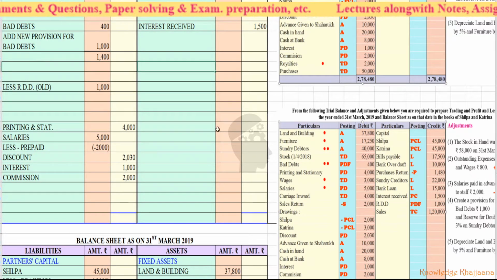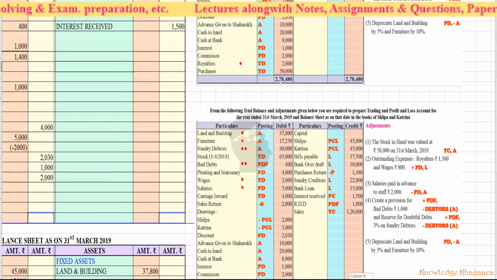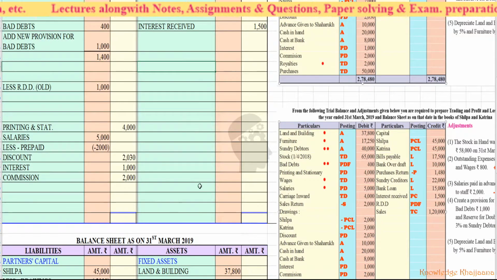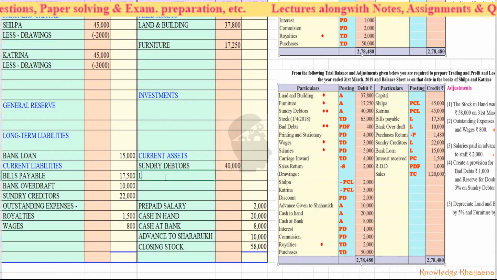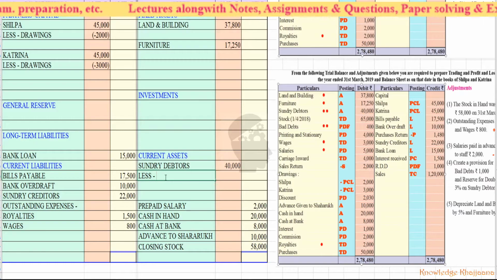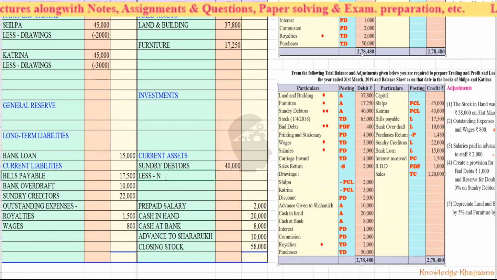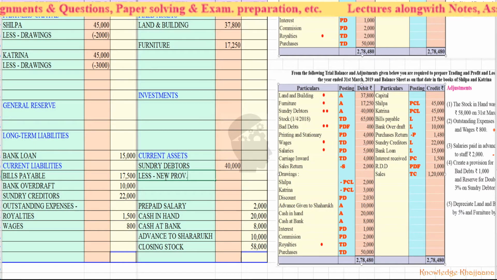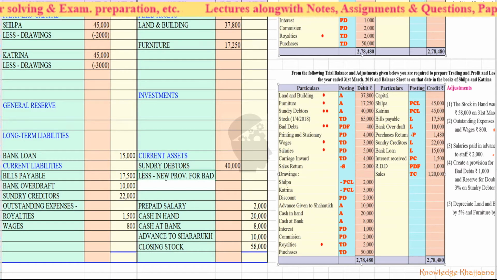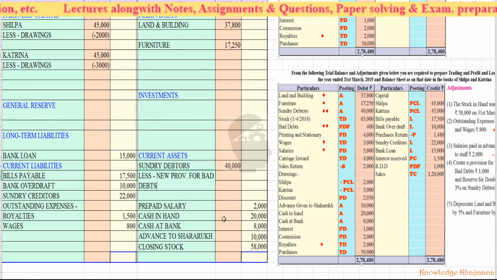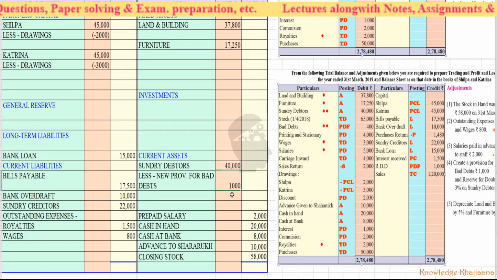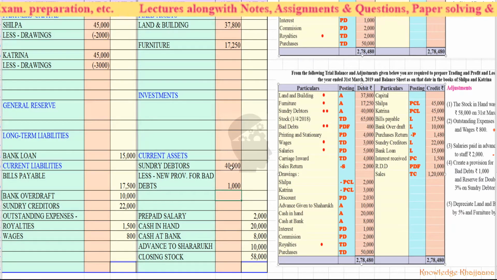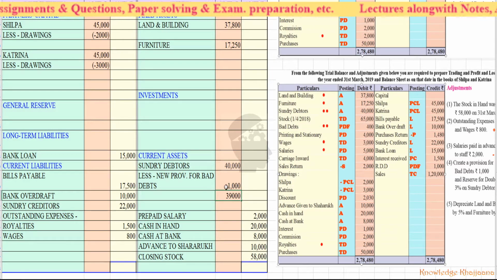Okay, then how do we deal with the new bad debts? We have to deduct it from the sundry debtors. Less new provision for bad debts. How much of rupees? Rupees 1000, right? Then how much is remaining? 40,000 minus 1000 is equal to rupees 39,000.